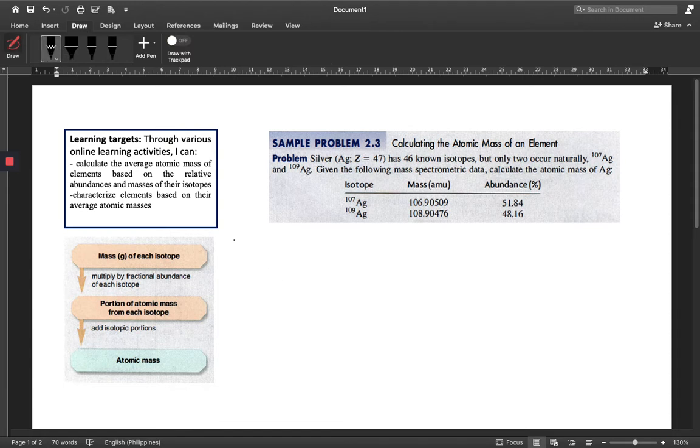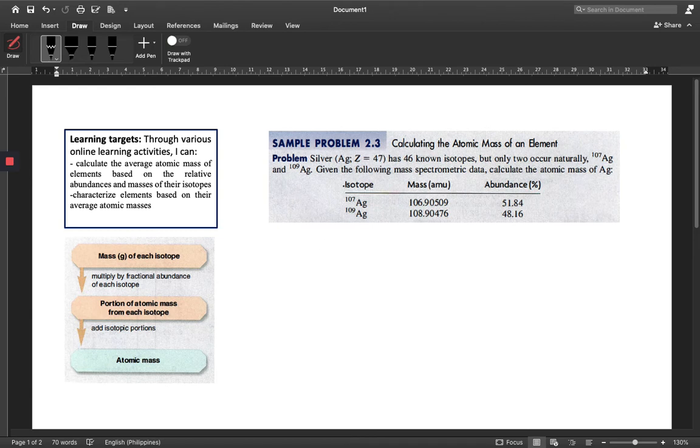And then we have this game plan also, or schematic diagram. If we want to get the relative atomic mass, we first have to get the mass of each isotope, and then multiply by the fractional abundance of each isotope. So we'll be dealing with fractional abundance later on, and the portion of atomic mass from each isotope.